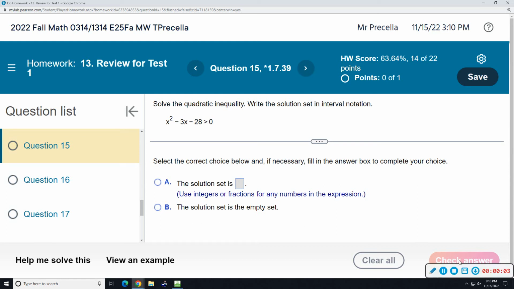Good afternoon, class. We're going to pick up working on this test 1 review. Solve the quadratic inequality and write the solution set in interval notation.